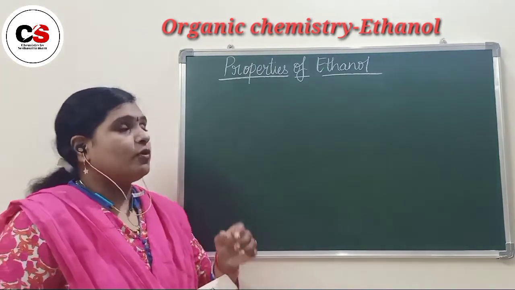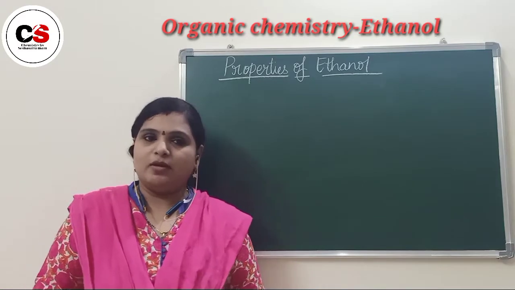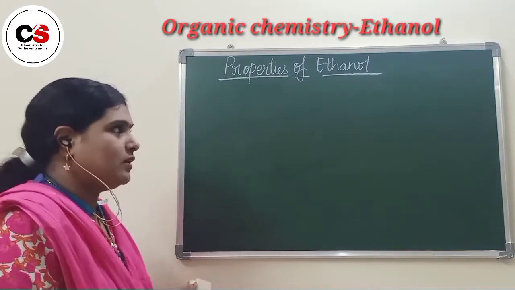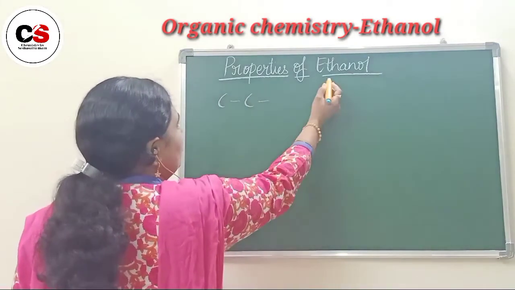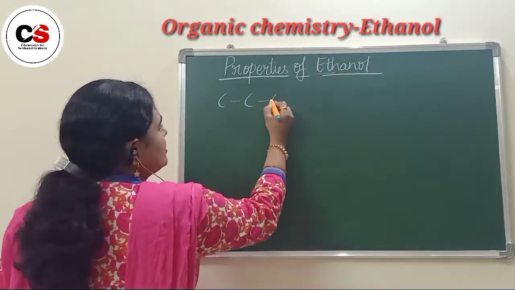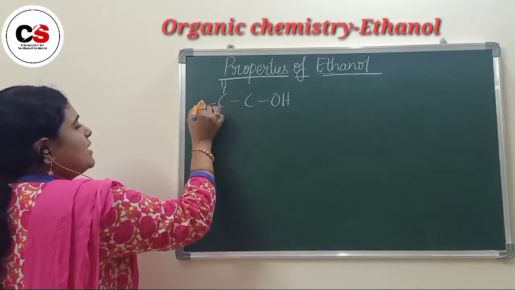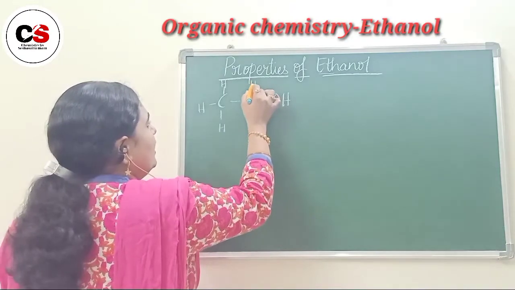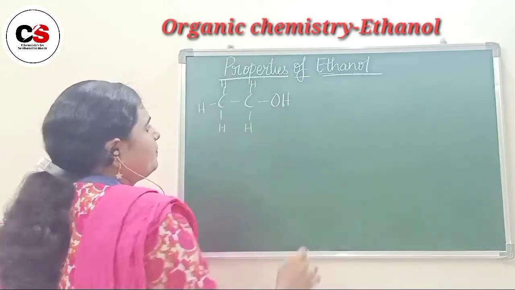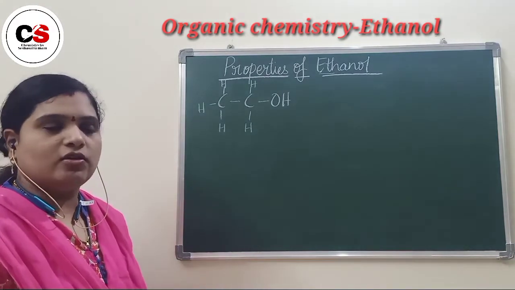Okay, coming to the properties. Properties include both physical properties and chemical properties. In physical properties, first of all, we will write the structure. Ethanol. Eth means two carbons. Ol means one alcohol group. You have to satisfy the valency of carbon so that it should have totally four bonds. This is the structure of ethanol or ethyl alcohol.